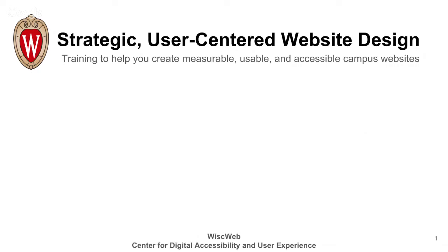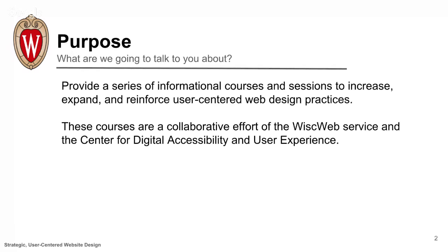My name is Matt Goins. I'll introduce myself a little more fully in a second, but this is our second brown bag for the strategic user-centered website design initiative that we're kicking off here. The goal is to provide training to help you create measurable, usable, and accessible campus websites. We will get into that a little bit more in a second.